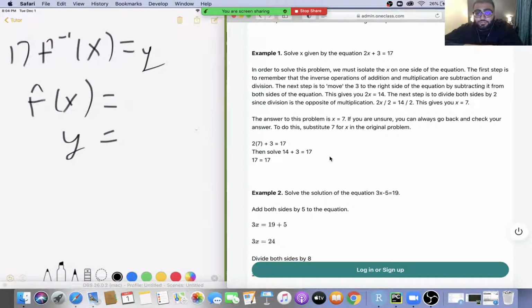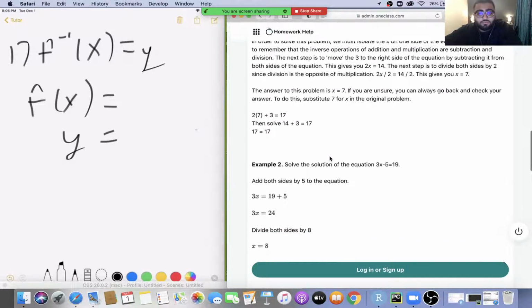If you're unsure, you can always go back and check your answer. To do this, substitute 7 for x in the original problem. So 2 times 7 plus 3 is equal to 14 plus 3, which is 17 as before.